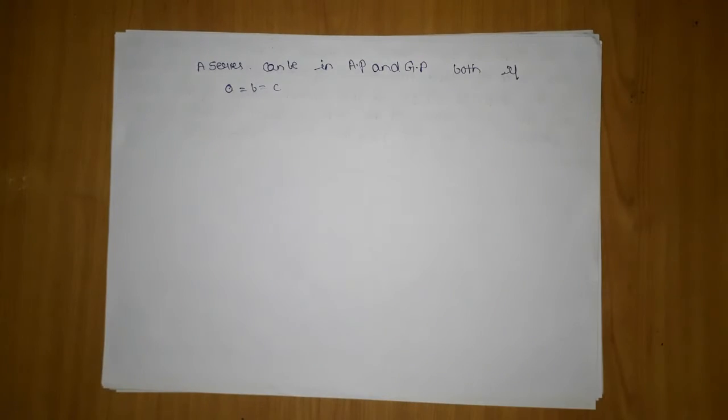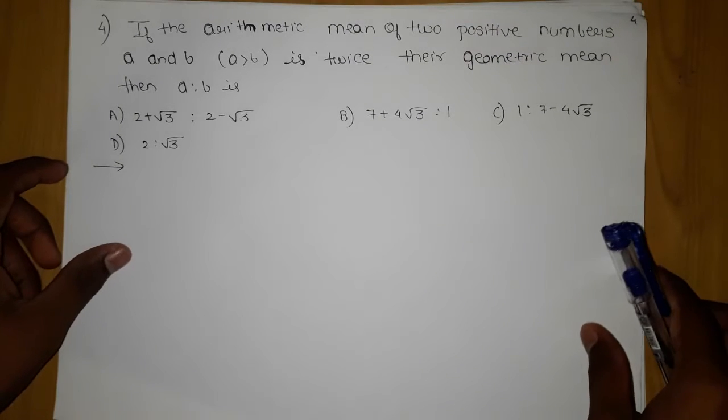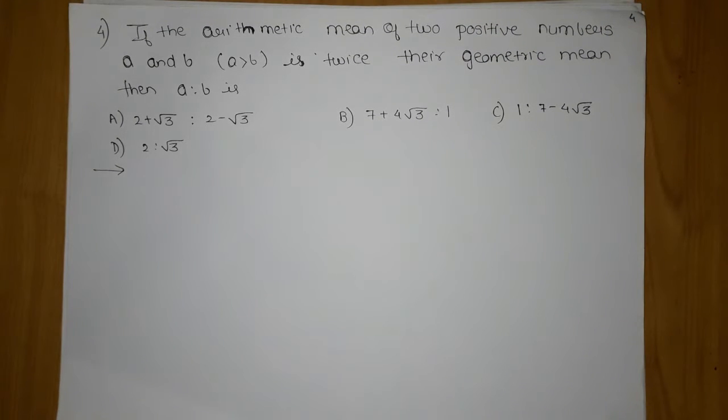Now let's move on to the next question. The next question is as follows. The fourth question: if the arithmetic mean of two positive numbers a and b is twice their geometric mean, then a is to b is what? We want to find the a is to b ratio.